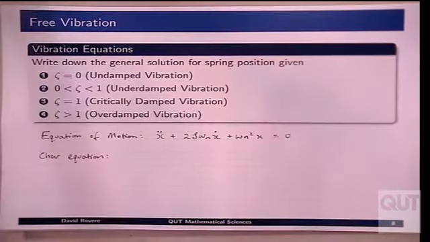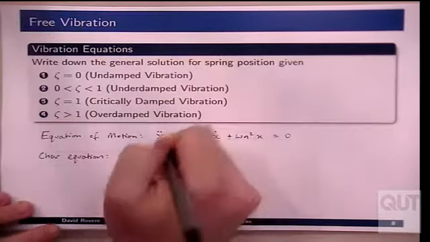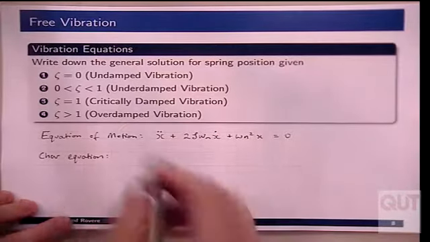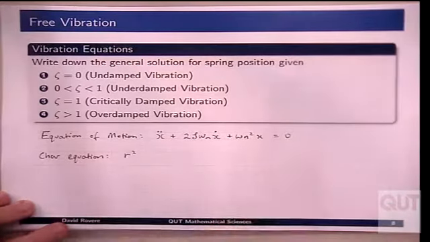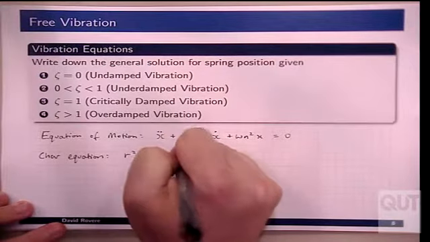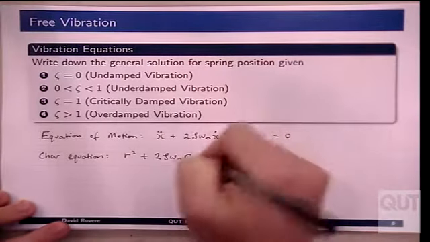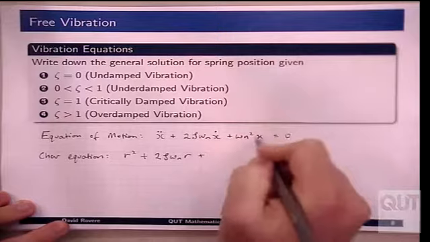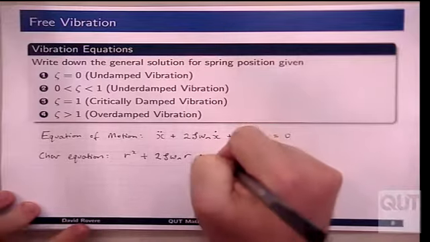So the long process required to do that is you assume the solution's exponential, you substitute that exponential function and its derivatives into the ODE and factorize. The short way is just to convert the ODE into a polynomial. So anytime we have a second order derivative, I'll put an r squared. Anytime I have a first order derivative, I'll put an r. Anytime I have a zeroth order derivative, just an x, I'll put a 1. So omega n squared times 1.